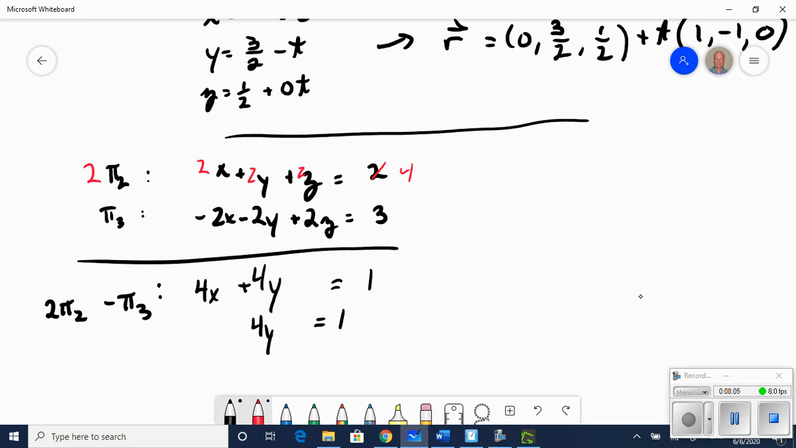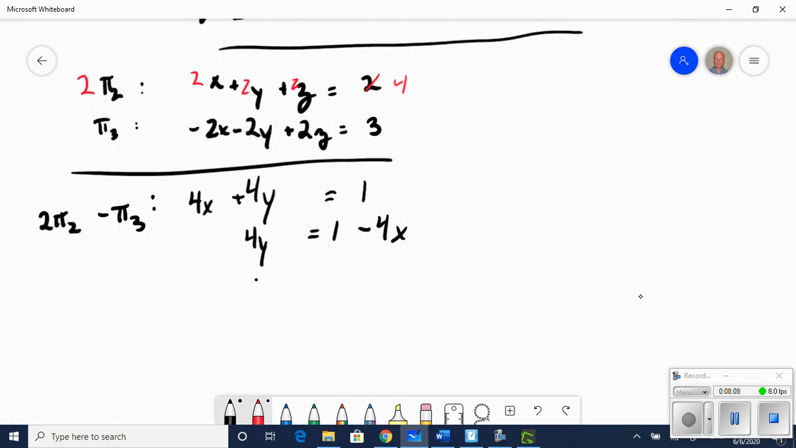4y equals 1 minus 4x. X is going to be my parameter, that's why I solve for y. And y equals 1/4 minus x. Or when I let x equal t, I'm going to have 1/4 minus t.